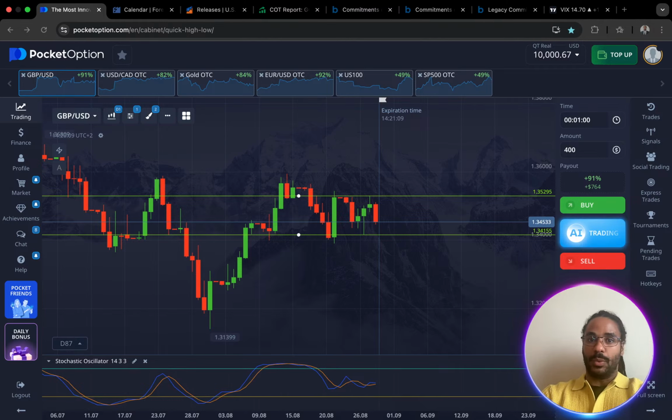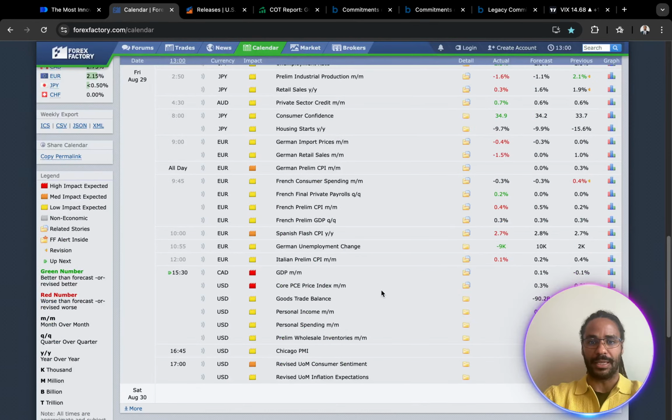Well, today we're trading the Core PCE Price Index month to month. This is the Fed's favorite inflation gauge. All right, so I'm going to quickly run you through the economic calendar that you can see, and the reason why it's the Fed's favorite inflation gauge is pretty much dependent on what occurs within the economy.